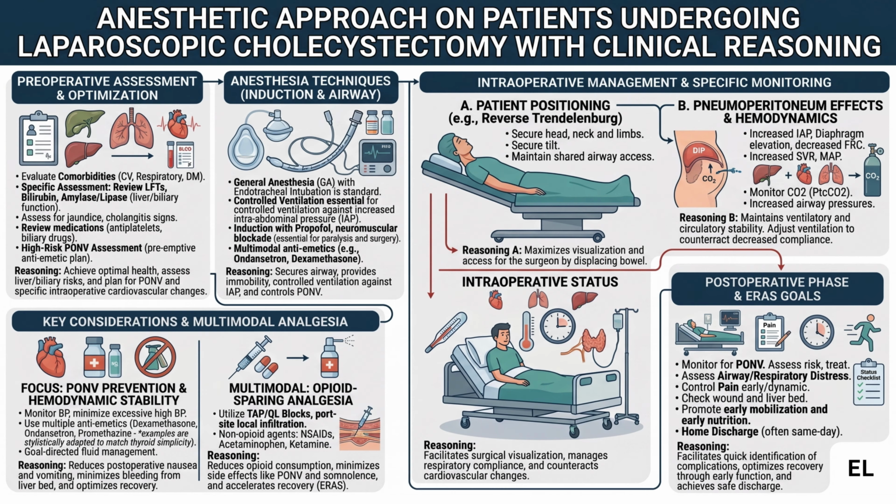Another major component shown in the image is pneumoperitoneum and its physiological effects. During laparoscopy, carbon dioxide gas is insufflated into the abdomen to create working space for the surgeon. This increases intra-abdominal pressure and produces significant respiratory and cardiovascular changes. The elevated abdominal pressure pushes the diaphragm upward, reducing lung compliance and decreasing functional residual capacity. As a result, airway pressures increase and ventilation becomes more difficult.